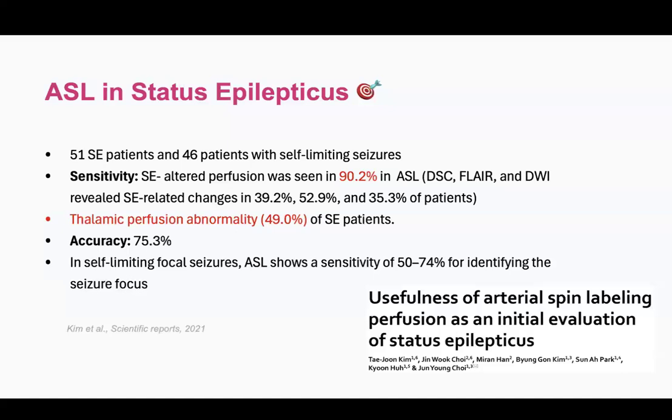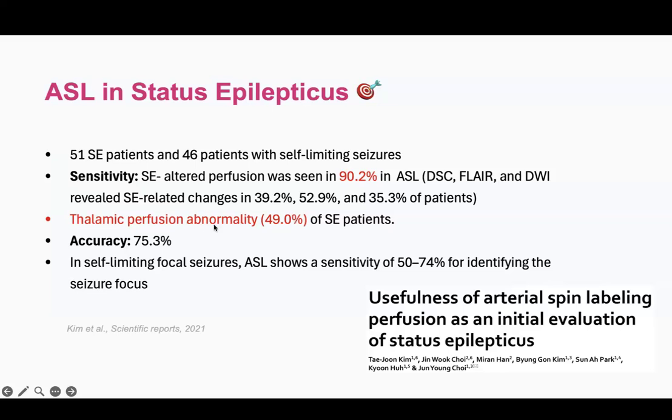And ASL in status epilepticus. The usefulness of ASL in the initial evaluation of status epilepticus was studied by Kim et al. In this, 51 patients with status epilepticus and 46 patients with self-limiting seizures were included. In patients with status epilepticus, altered perfusion was seen in 90.2% of the patients in ASL. Compared with this, altered perfusion was seen in only 39.2% in the other sequences. In FLAIR, it was seen in 52.9%, and in diffusion, it was seen in 35.3%.